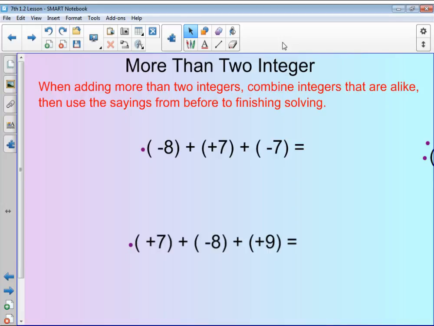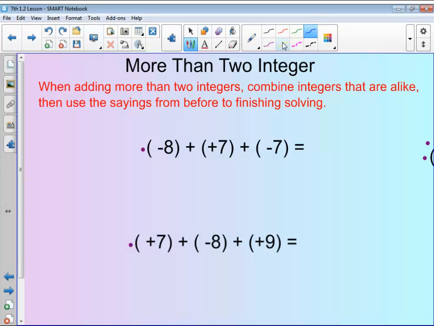Go ahead, pause your video and work through these. Okay, one thing I'm noticing on the first one, when you look at negative 8 plus positive 7 plus negative 7, yes, I could put my negatives together, and I'll do that. And then I'm going to go through and show you another thing that I noticed as I was doing this, and I'm sure some of you noticed it also.